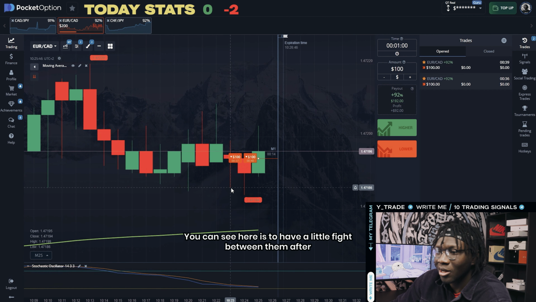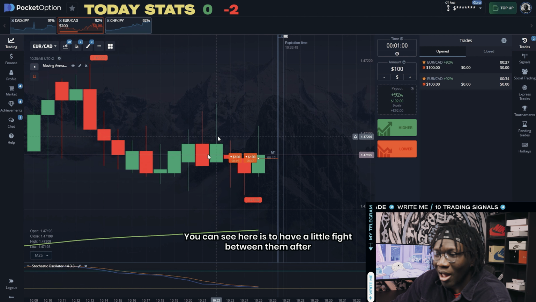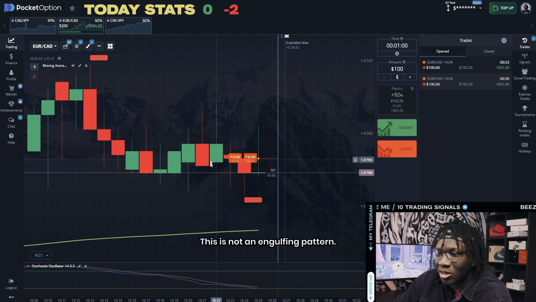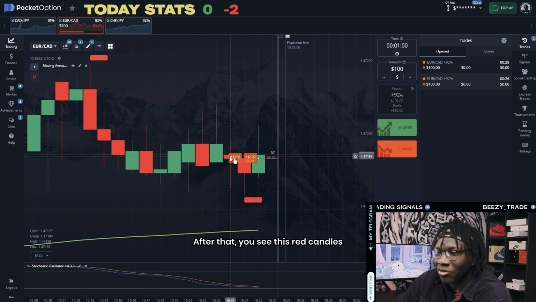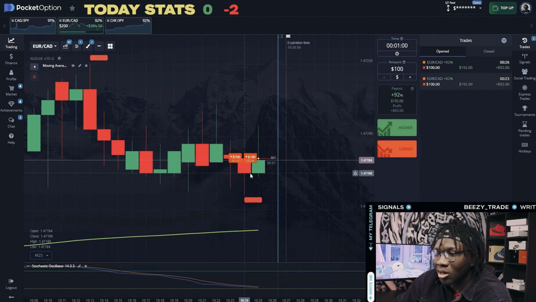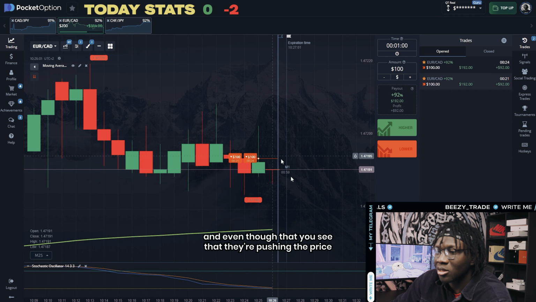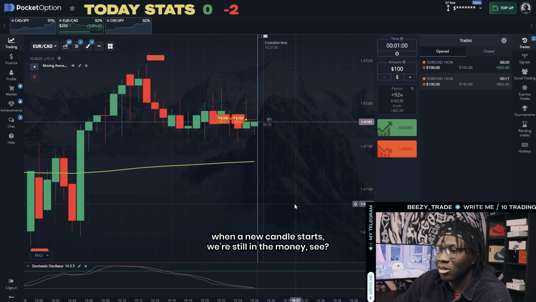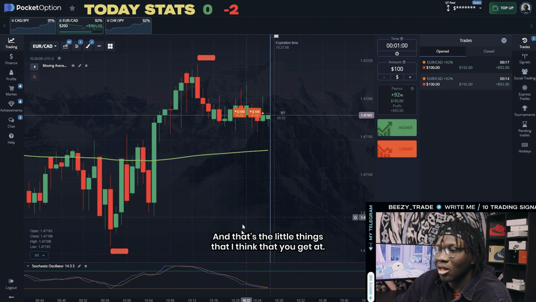You can see here that you have a little fight between them after you see what seems to be, this is not an engulfing pattern. After that, you see these red candles, and even though you see that they're pushing the price, when a new candle starts, we're still in the money. You see? And that's the little things that I think that you could add.